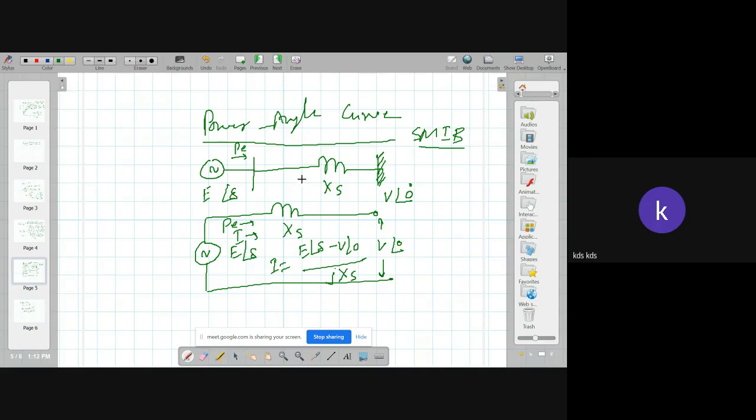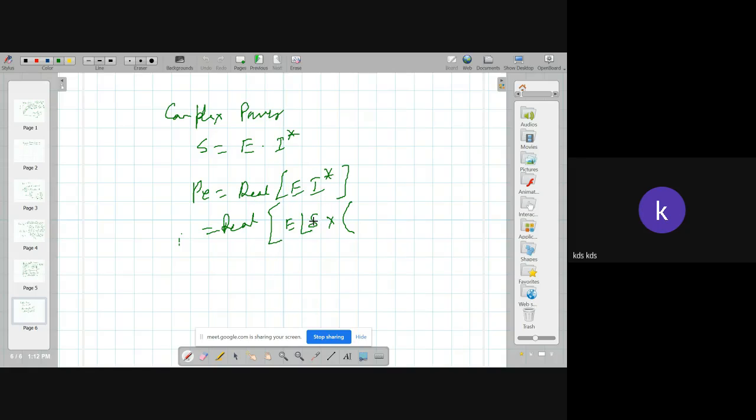So we have neglected the resistance. So in stability studies, this is a very commonly used assumption that resistance can be neglected. Even resistance can be neglected in the per unit analysis also. So this we have already discussed, that resistance can easily be neglected. So E angle delta minus V angle 0 degree divided by jXS. This is the derivation of the power angle equation and power angle curve.